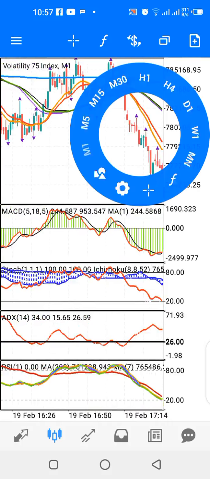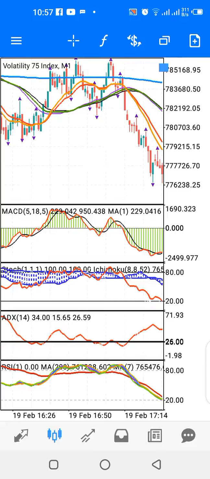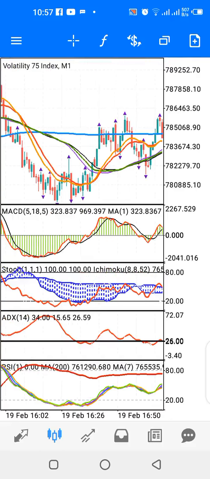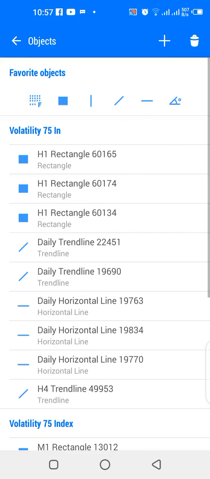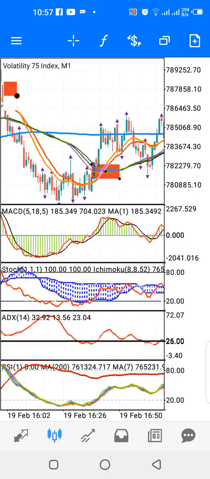Okay, cross down. You have a cross down here, signal for you to sell. If it crosses up, like you have a cross up here, signal for you to buy.